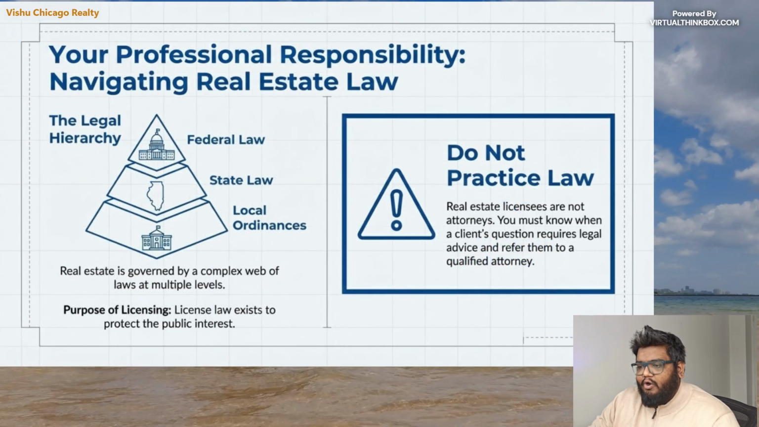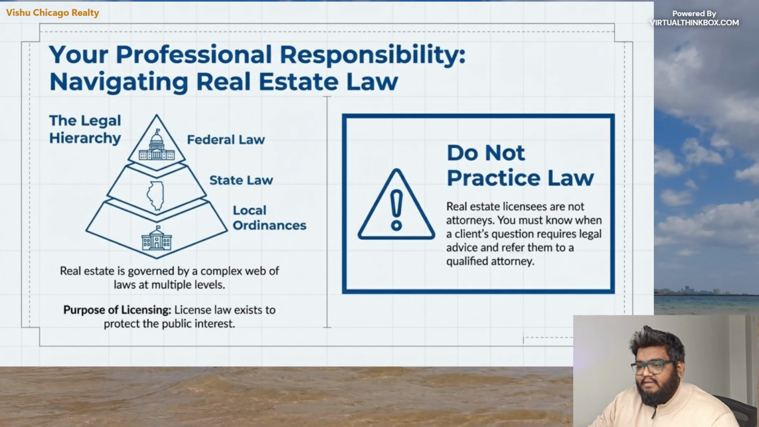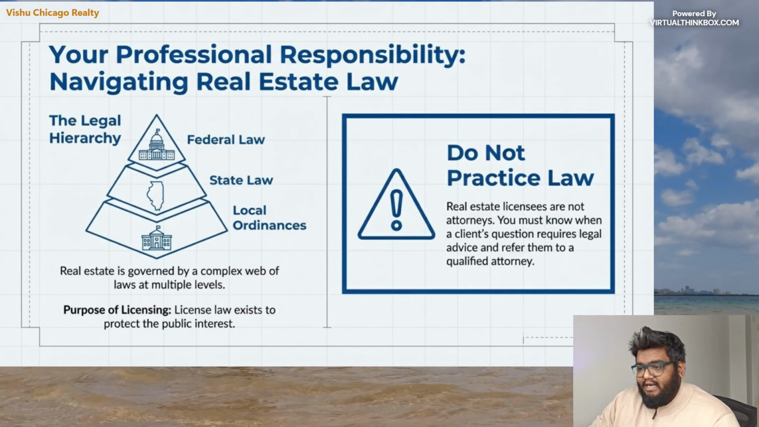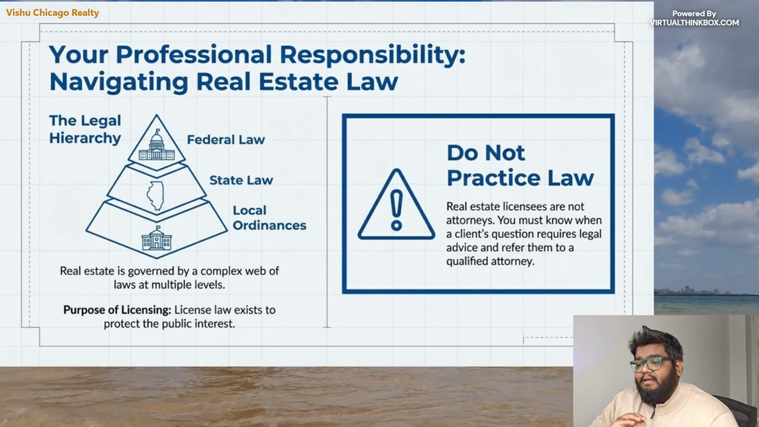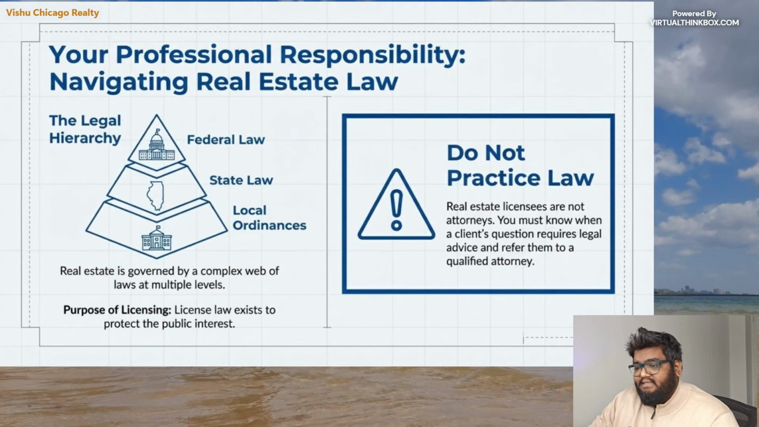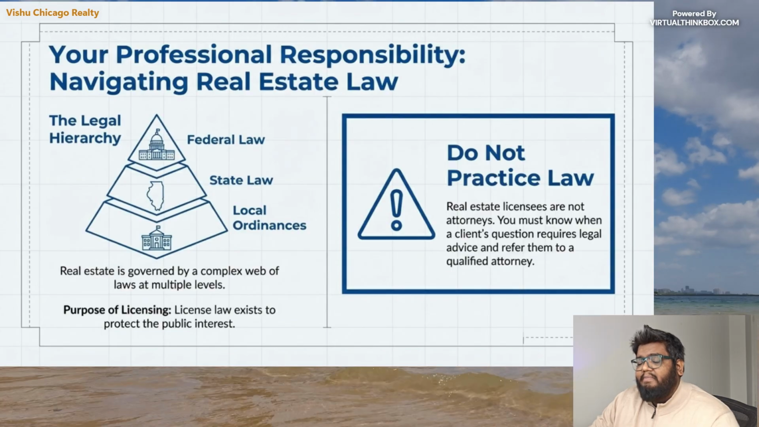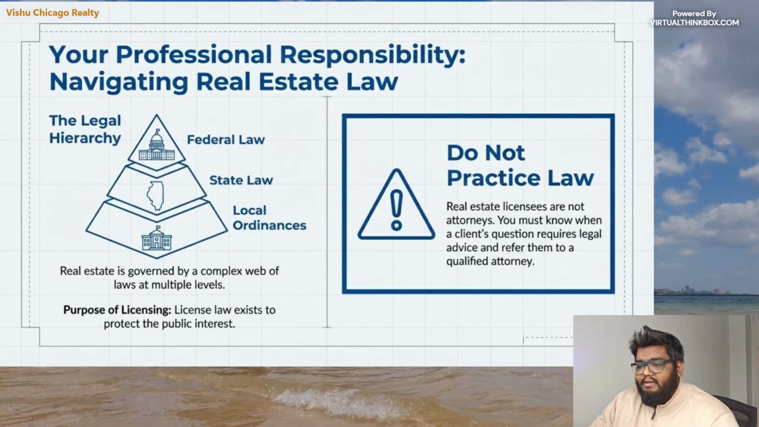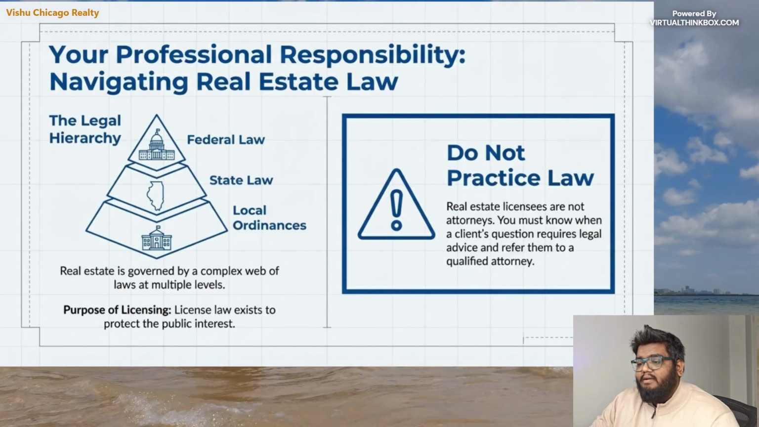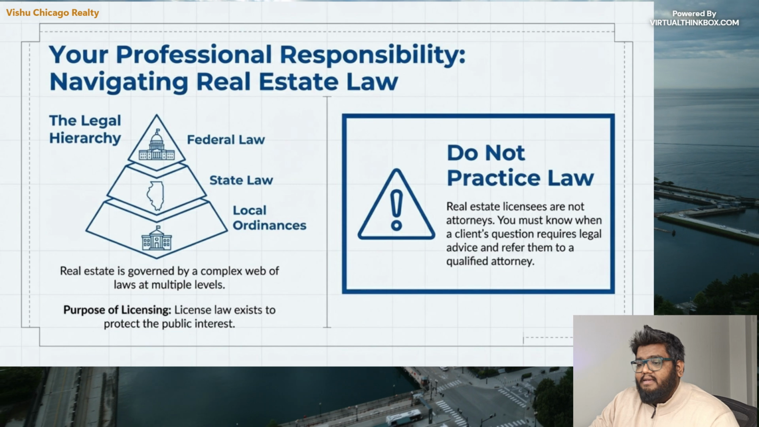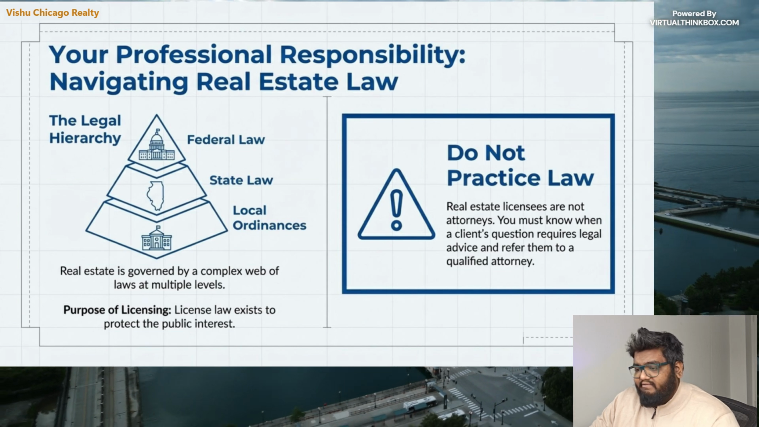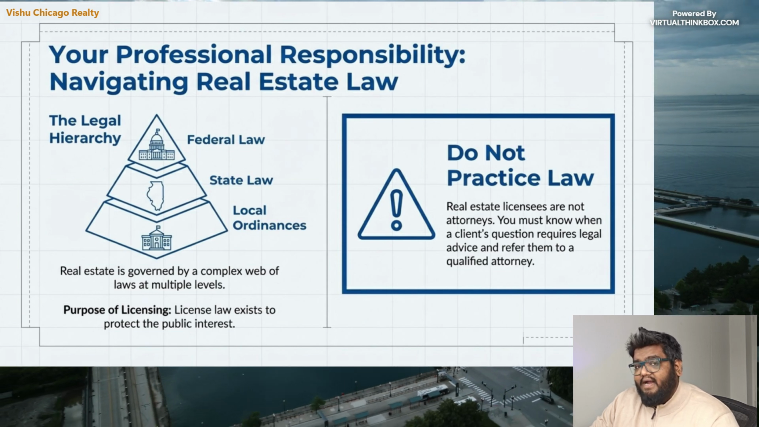Real estate law operates at multiple levels. Federal law overrides state law, and state law overrides local ordinances. Real estate licenses exist to protect the public interest. Licensees are not attorneys and must not practice law. If a client needs legal advice, they must be referred to a qualified attorney.